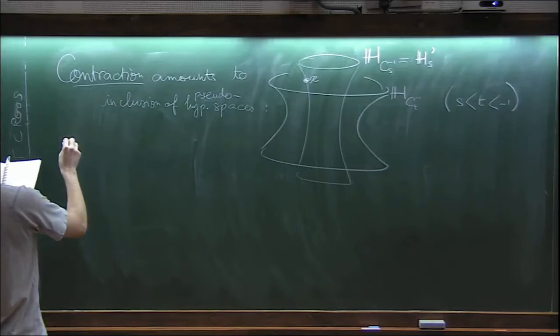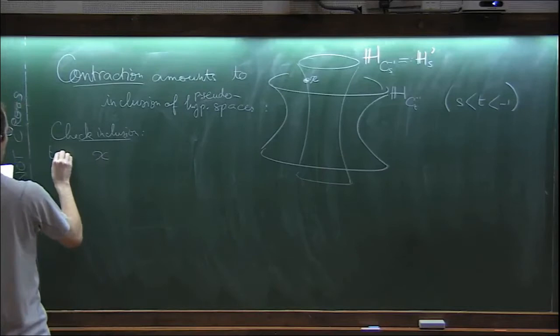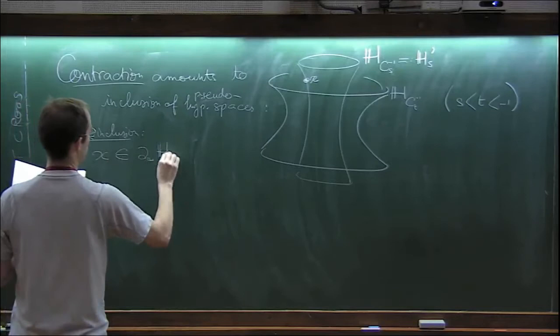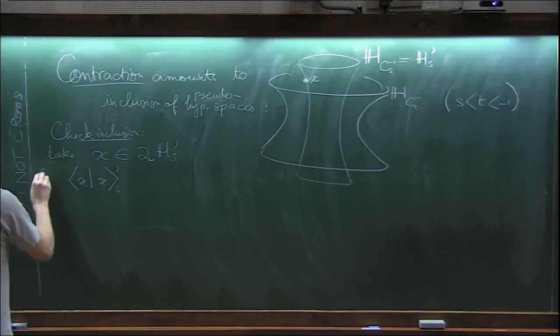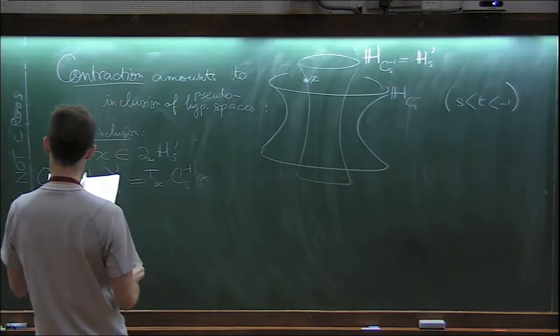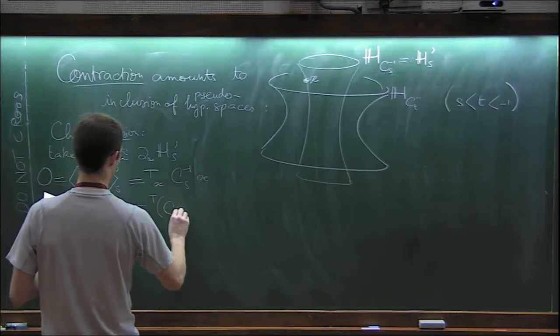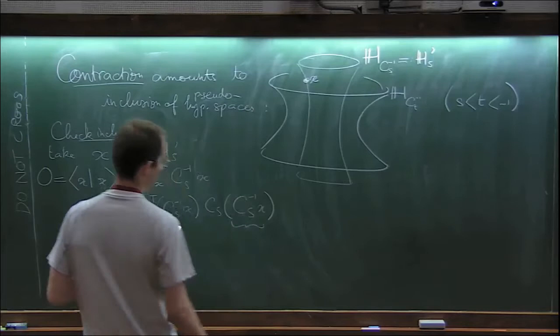So to check inclusion, take X in the boundary at infinity of H_S prime. What this means is that the scalar product of X with itself for S prime is zero. And that by definition is the transpose of X times C_S inverse times X. I want to write it as the transpose of C_S inverse X times C_S inverse X. I'm going to call this point Y.